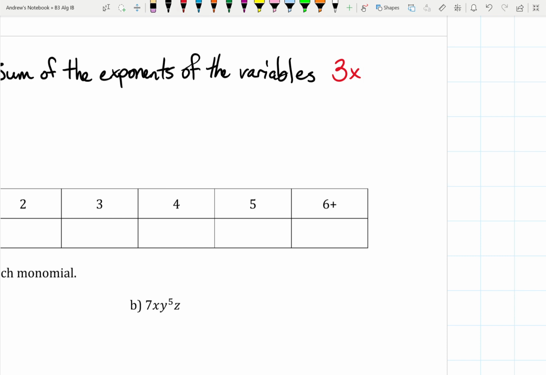But again, if I had 3xyz, each one of those has a tiny little 1 on it. So that degree is actually 3 there. We're taking all the exponents from each one of the variables, adding them all up, and that is the degree of our monomial. So if I had exponents 2, 3, and 4, 2 plus 3 plus 4 is 9. The degree of that is 9.